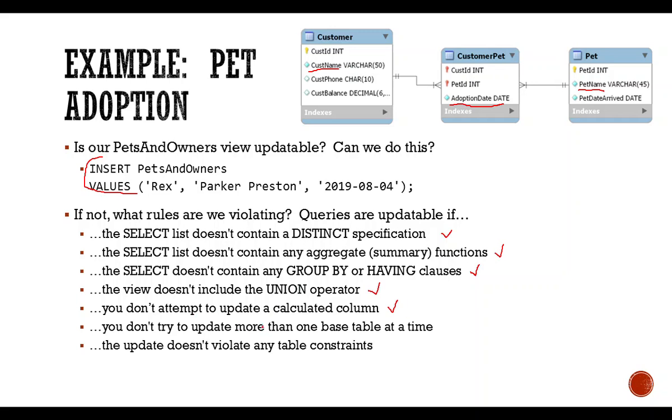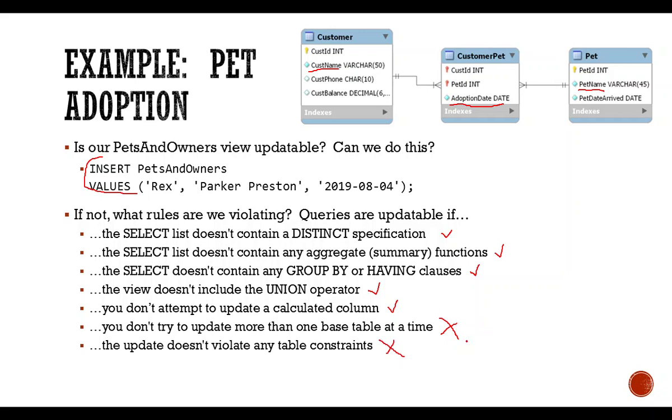Are we trying to update more than one base table at a time? That's a problem, because I'm trying to push data into here, here, and here with this insert command. So this is a big no, right? We are violating that rule, which means this insert statement is not going to succeed. Also, does it violate any table constraints? We're trying to insert data without a primary key column. Maybe that'll work if this is an auto increment, but this is not null, so we are violating a not null constraint. So I think we have to mark this one as a big fail as well.